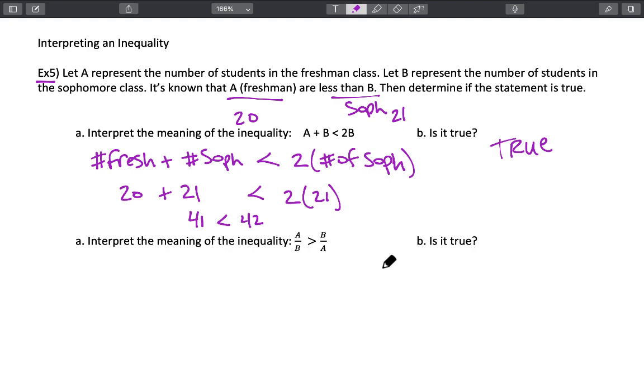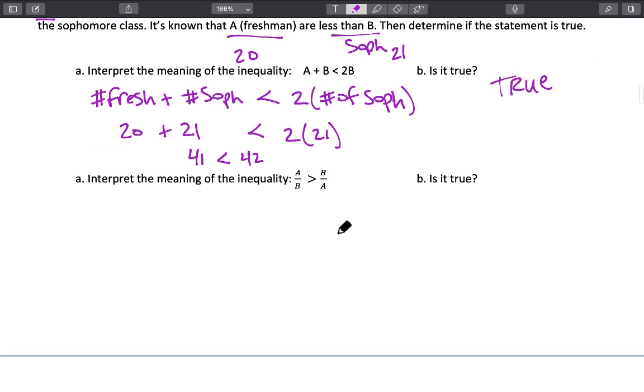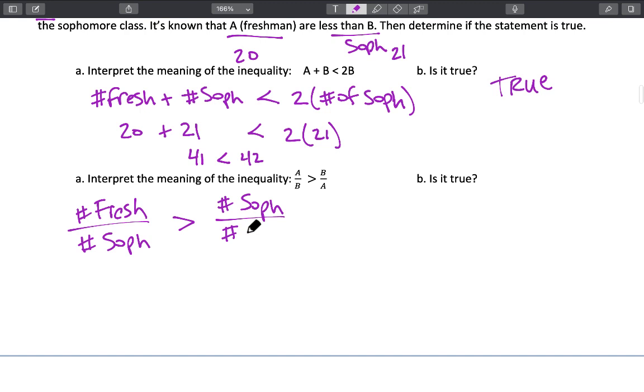All right, let's check our next one here. Interpret the meaning of the inequality. A over B has to be greater than B over A. So this is the number of freshmen over the number of sophomores has to be greater than the number of sophomores divided by the number of freshmen.